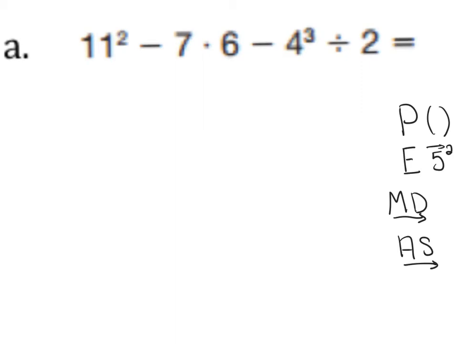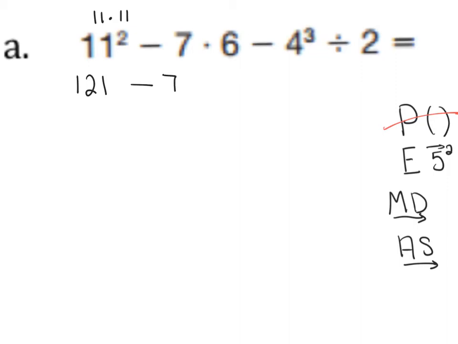So the first thing we would do in this problem, we would look to see, do I have any parentheses in this problem? We have no parentheses, so don't have to worry about parentheses. Then I go and do the same thing. Do I have any exponents? Yes, we have 2 separate exponents. So 11 to the 2nd power means 11 times 11, which is 121.